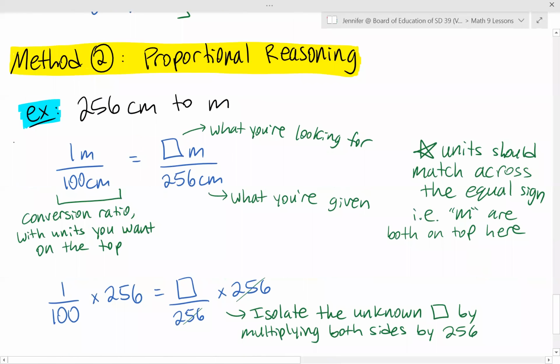Now, we can just isolate our unknown box here, to isolate as in get it on its own, by multiplying both sides by 256. Because if I have this box over 256, it's getting divided by 256. If I multiply by that, then they're going to cancel out. Because if you multiply something and then divide it by the same number, those things just cancel each other out. But if I do it to this side, I also have to do it to this side. So essentially, I'm just multiplying both sides by whatever's in the bottom here so that I can get this box on its own.